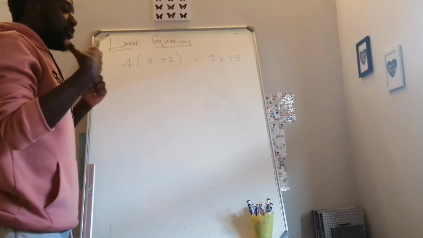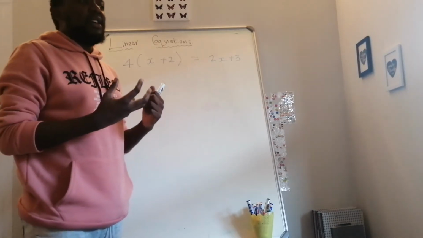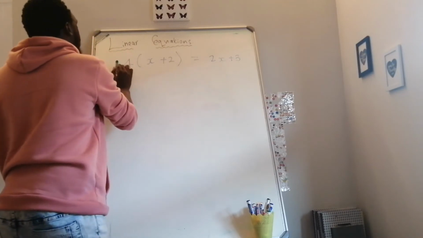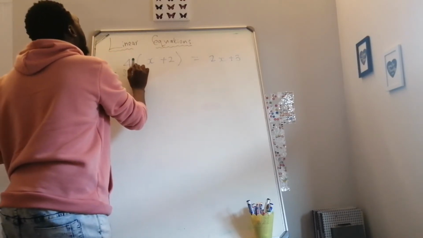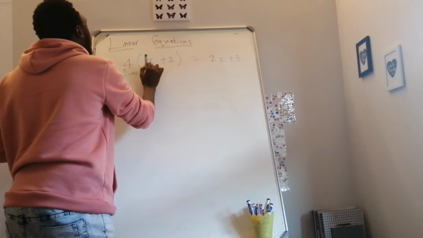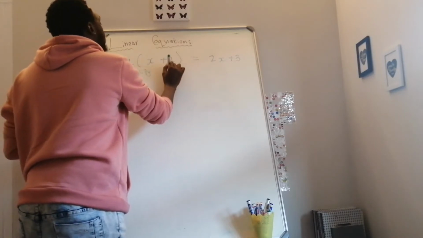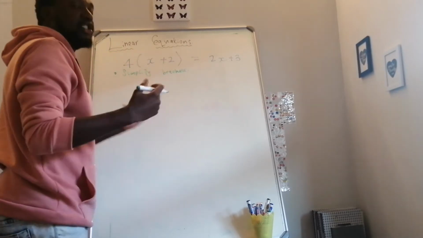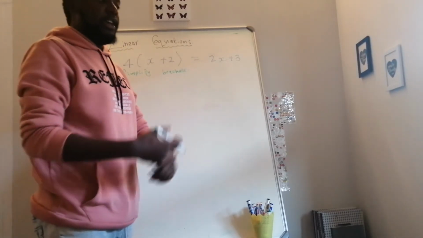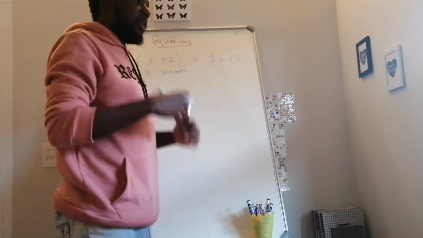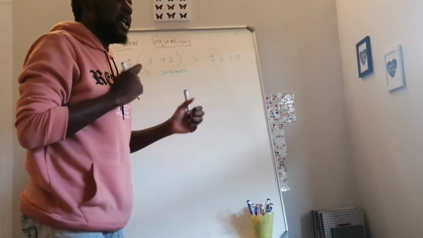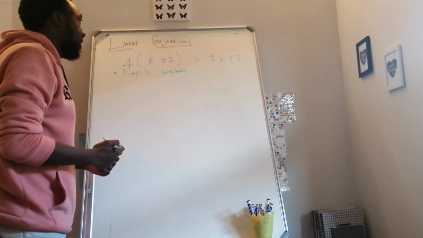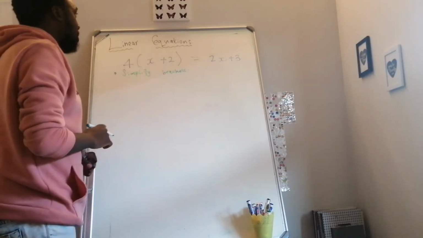Remember, when we're working with brackets, our first step is to simplify the brackets. So what do I mean by simplify brackets? I just mean multiply them out. If you have a bracket and something outside the bracket, then you need to apply the distributive method to actually eliminate the brackets.